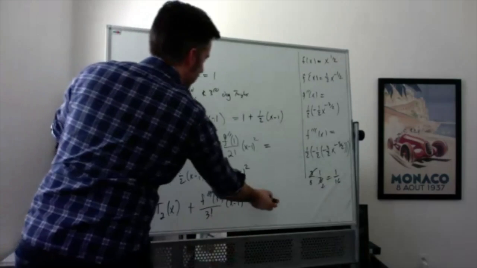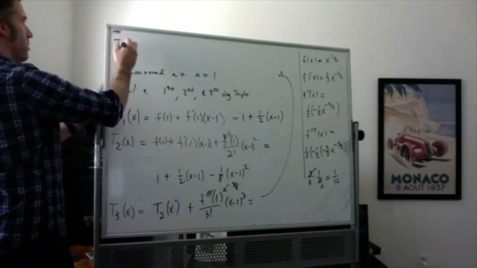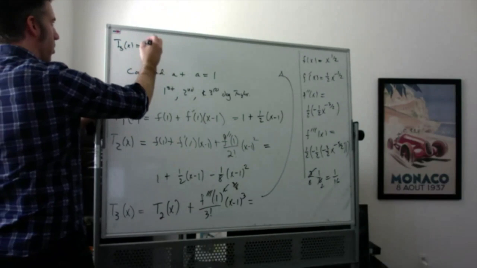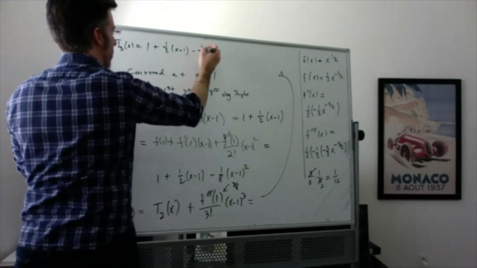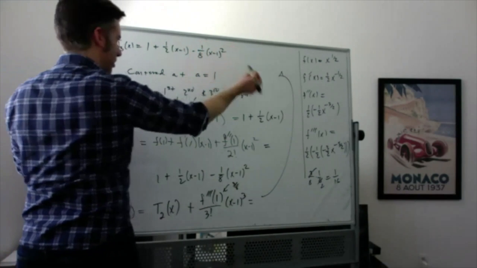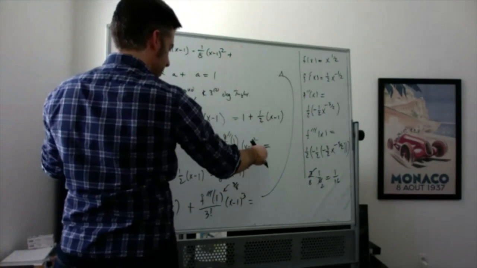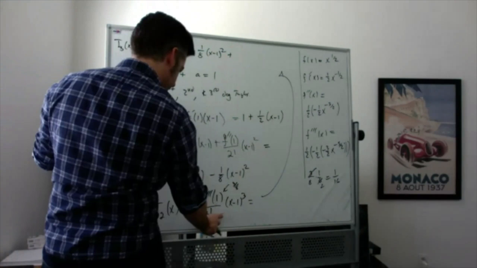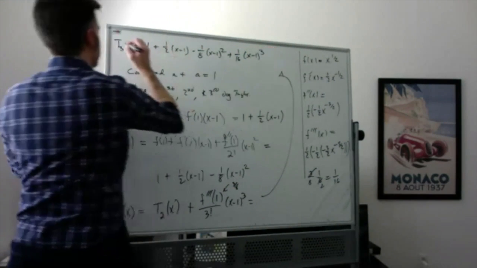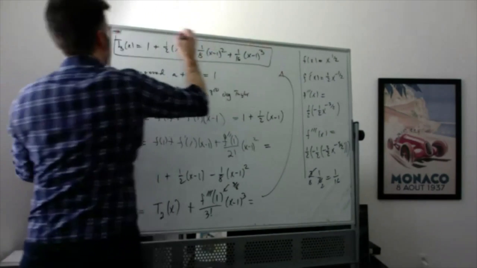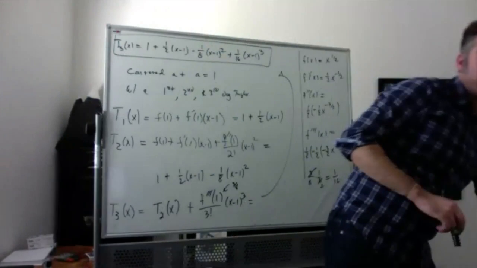So this ends up being all of this. It's 1 plus 1/2 times x minus 1 minus 1/8 times x minus 1 squared plus 1/16 times x minus 1 cubed. So that is your third degree Taylor polynomial for the square root of x.